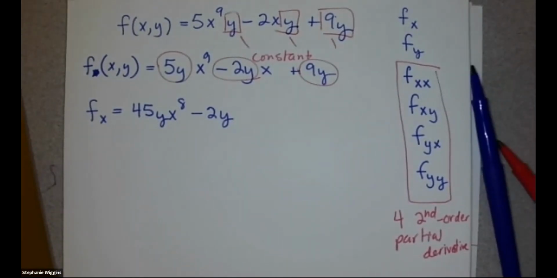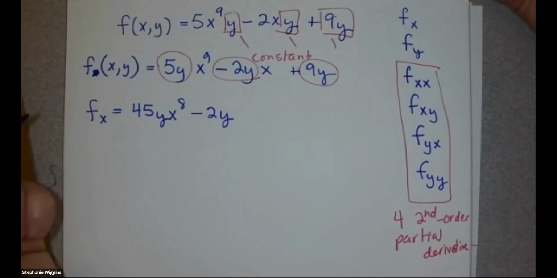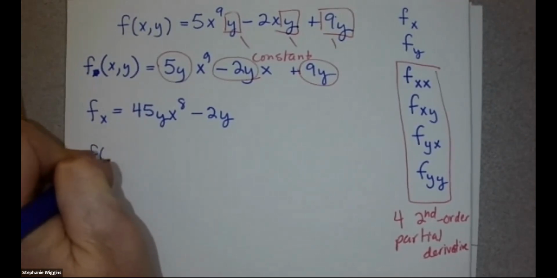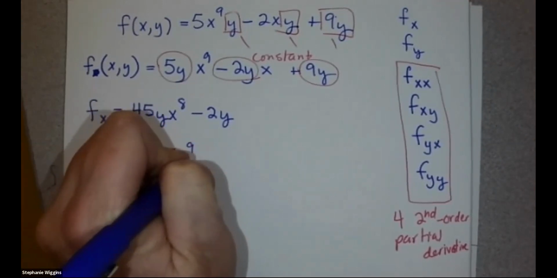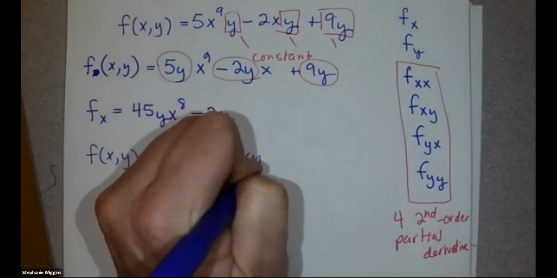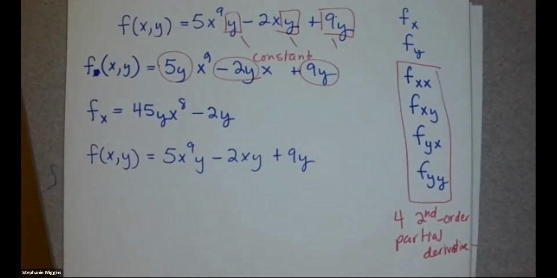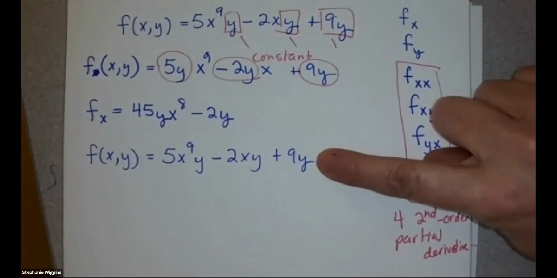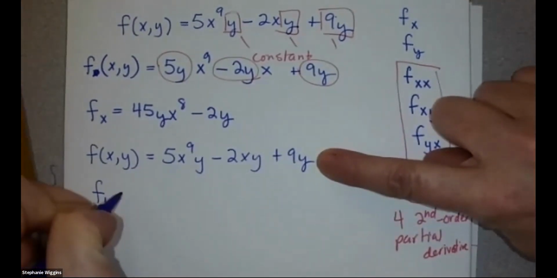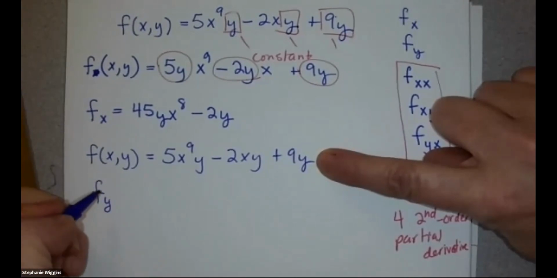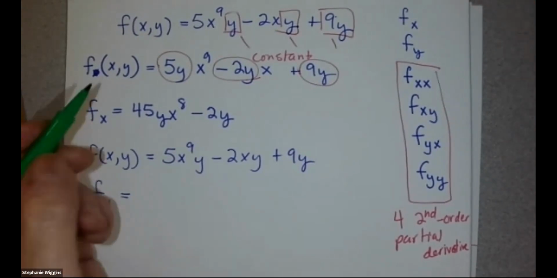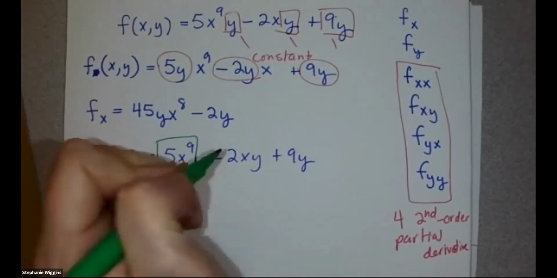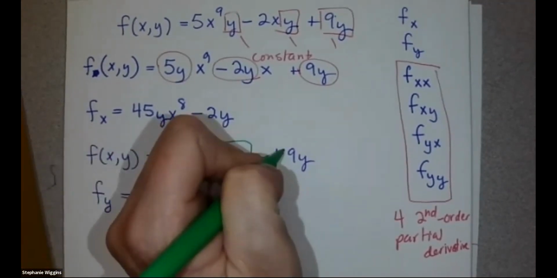Now I'm going to copy my original function down again because I want to circle the other constants. So I'm going to write this as f_y. This is my original function, but this time we're differentiating with respect to y, so the x's are going to be held constant. So these are my constants.